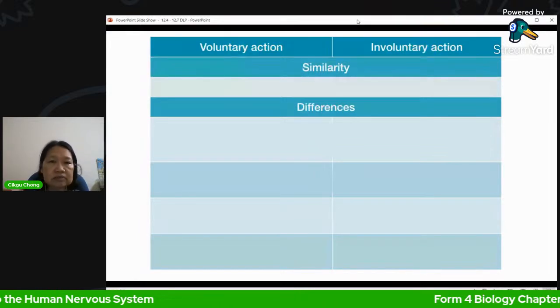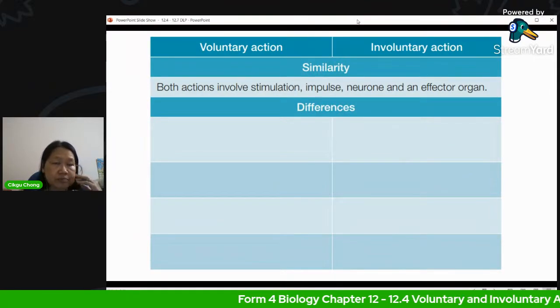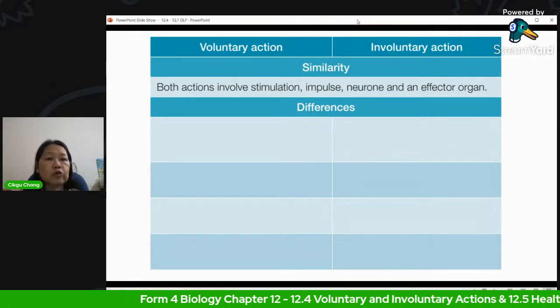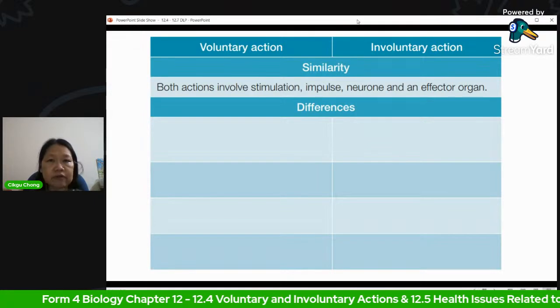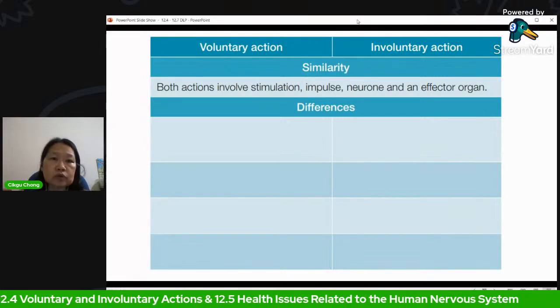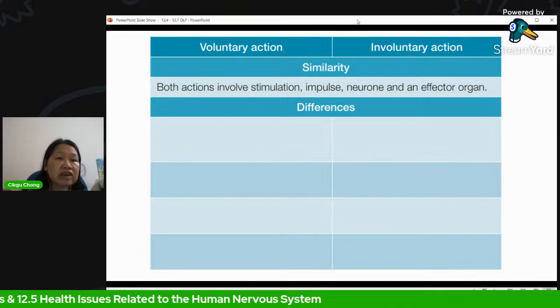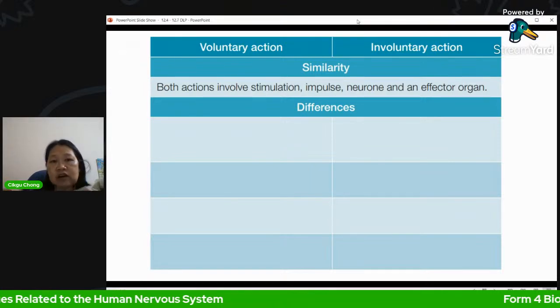You compare in terms of similarity first. Both actions involve stimulation. There must be a stimulus before you have an action or a reaction. You will not be doing things out of the blue. There must be something that happened first to make you carry out this action. And there is, of course, impulse.